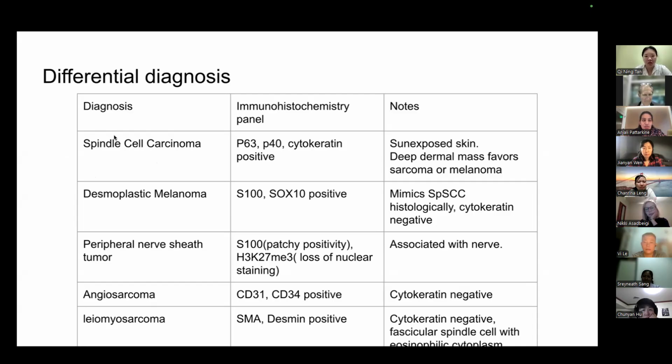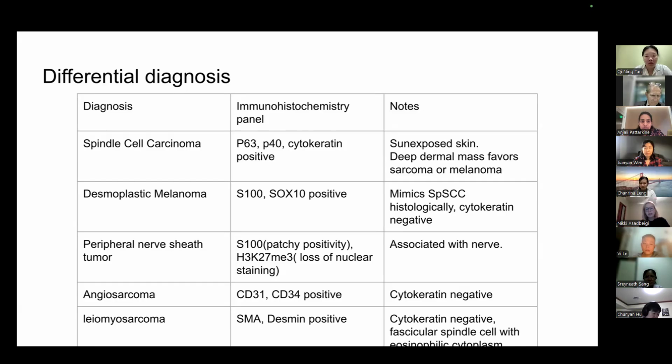So the answer is spindle cell squamous cell carcinoma. In general, whenever you have a spindle cell proliferation in the skin, there are a few differential diagnoses, and almost always they are the same ones. One of them is squamous cell carcinoma. Squamous cell carcinoma in general doesn't have a spindle cell morphology, but sometimes it can. And Angela is going to talk about the risk factors for that, in what conditions we see it.